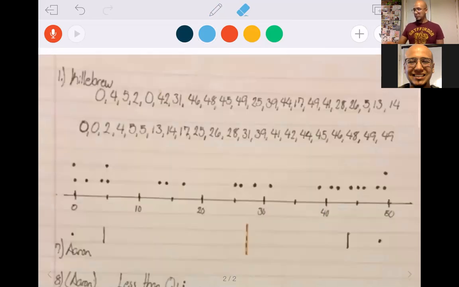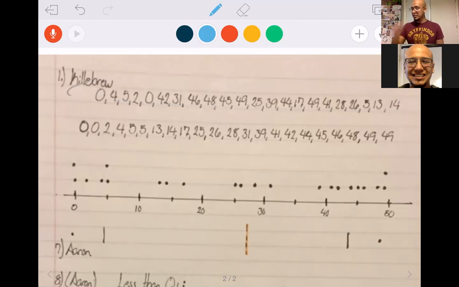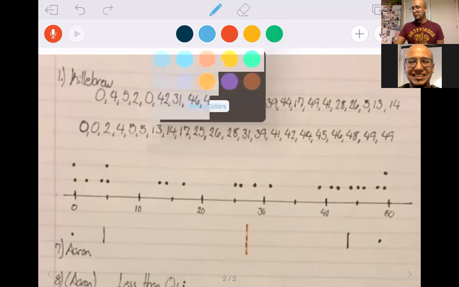I don't want to get too ahead of myself, but if we look at Kilbrew, same thing. The first thing I did up here is I simply wrote down the numbers on the table in chronological order. In other words, just by date, whatever came first. And then I ordered them from least to greatest. And for him, we have 22 values, I believe.